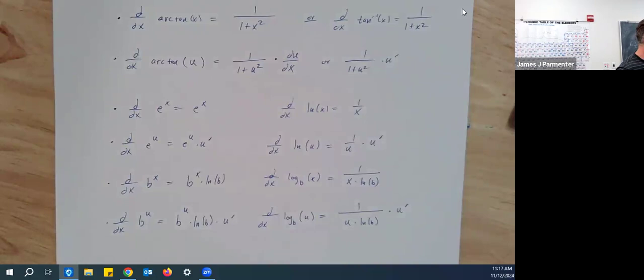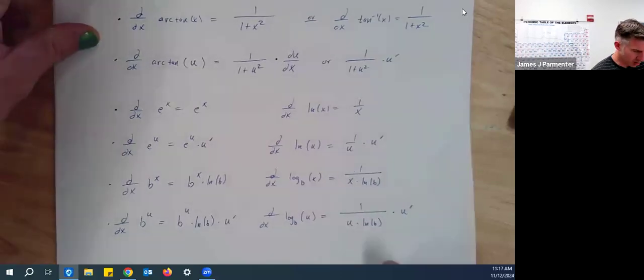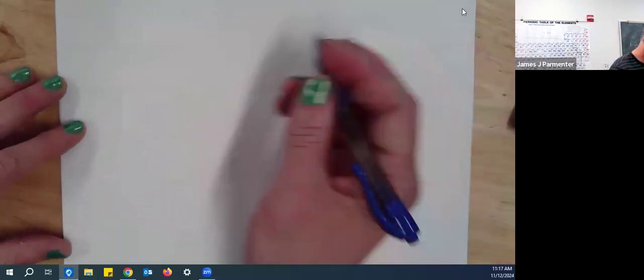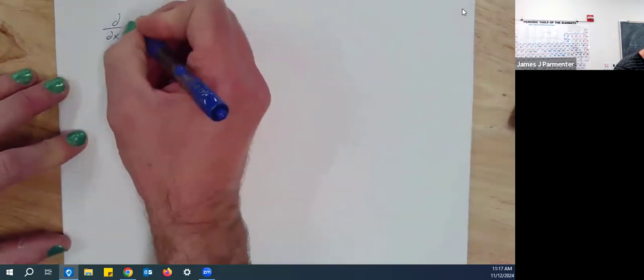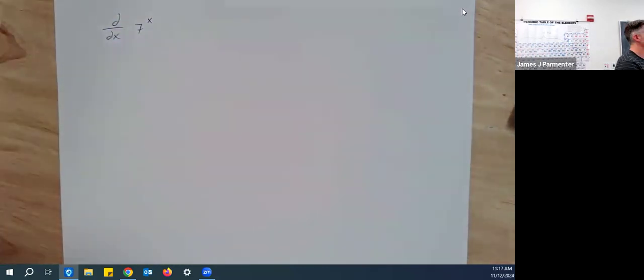There are ways of deriving these formulas, especially with the different bases, but I don't think you really need to. Let me point out what I mean. If I wanted to find, say, the derivative of 7 to the x power, you could go about this a lot of different ways. There's probably at least 2 good ways to do this.